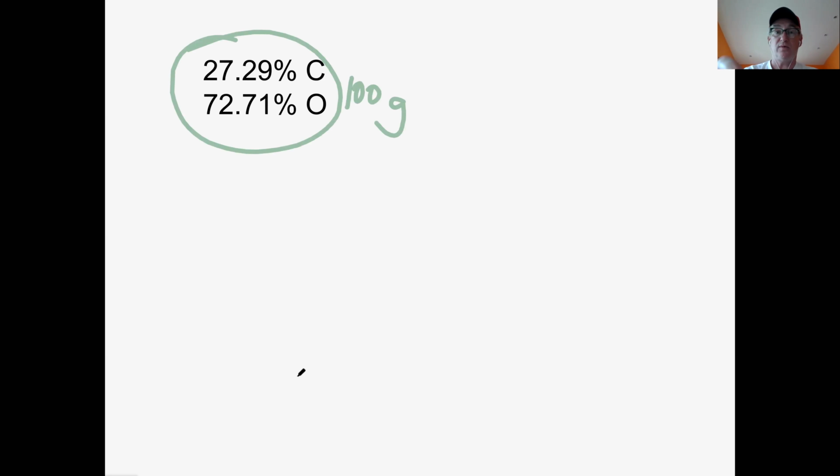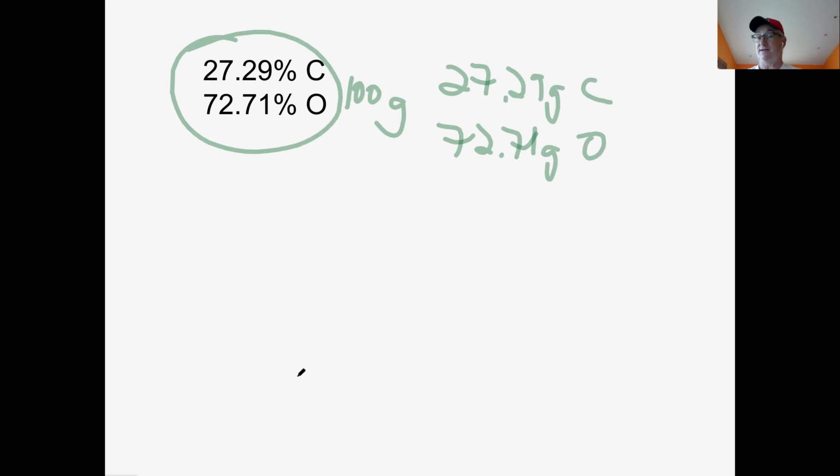We convert them into grams by dividing them by 100. Yeah, convert it into gram. I can't do anything with percent. That doesn't mean anything. But I can convert it to grams if I assume there's 100 grams of the total, whatever this is. If I have 100 grams of it, then I know I've got 27.29 grams of carbon and 72.71 grams of oxygen. Now I'm getting somewhere. Now I have a mass that I can work with.